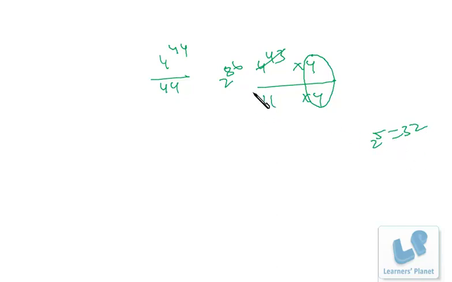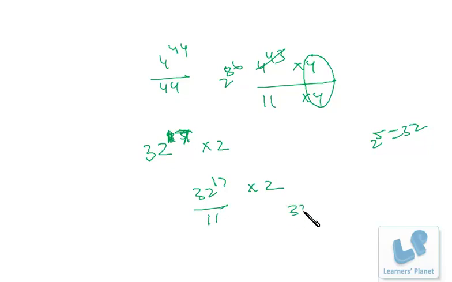Now 86 is not a multiple of 5, so directly we cannot write 2 raised to 86 in the form of 2 raised to 5. So what I'll do, it is 2 raised to 85 into 2. Now 2 raised to 85 is what? 32 raised to 17. Now 32 raised to 17 into 2, if it is divided by 11, what will be the remainder? 32 can be written as 33 minus 1, raised to 17. This 2 we are having extra.